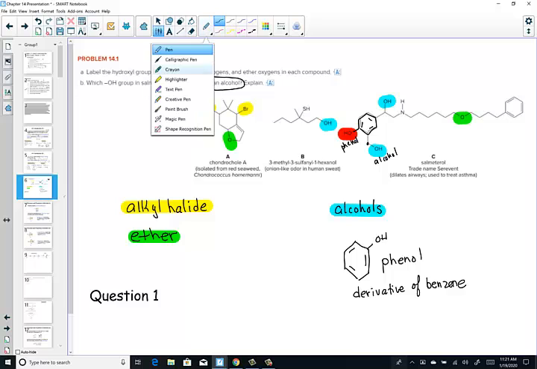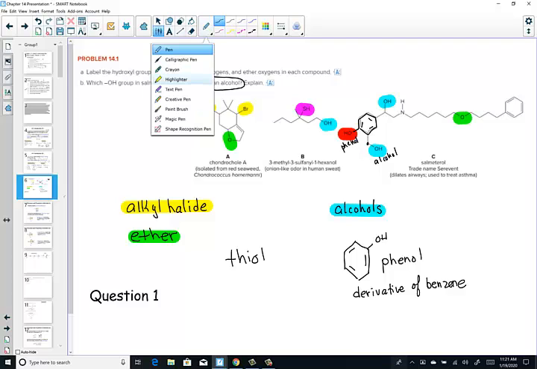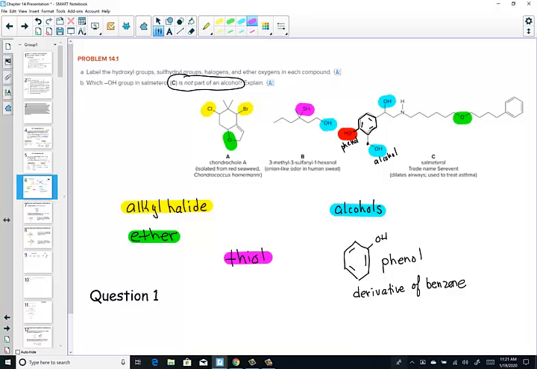All right, what else do we see in terms of more functional groups? Oh, I missed this guy. Here's an SH. Do I see any others? I don't. I think that's the only one I see there. So those are highlighted as thiols. And when I highlight that, just to remind you, I colored that in pink.